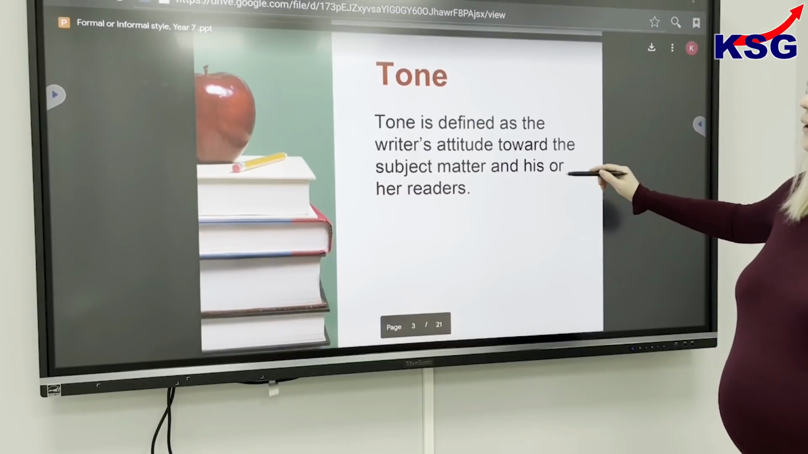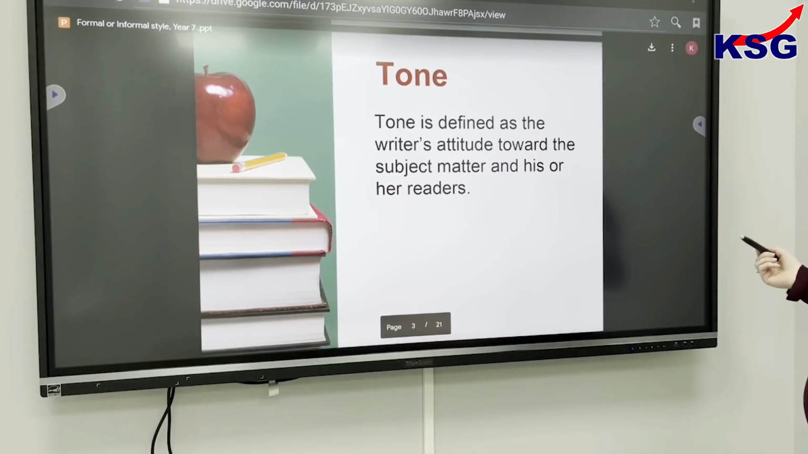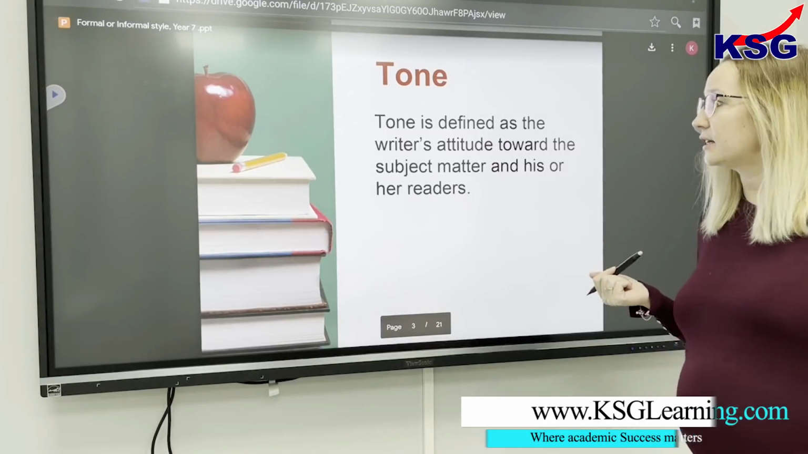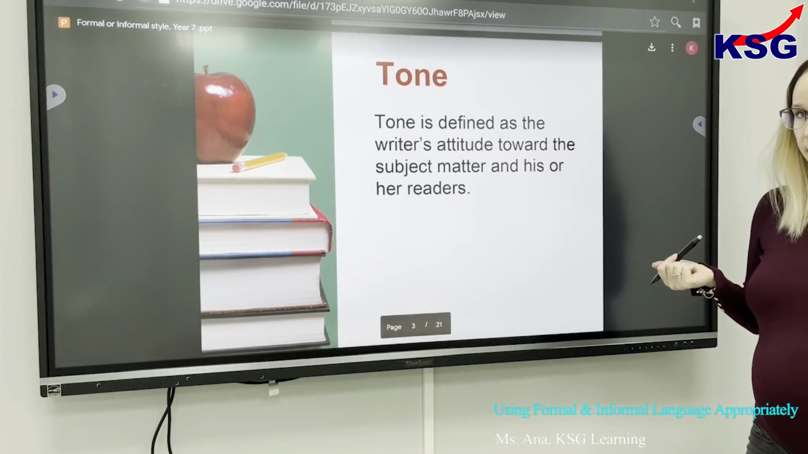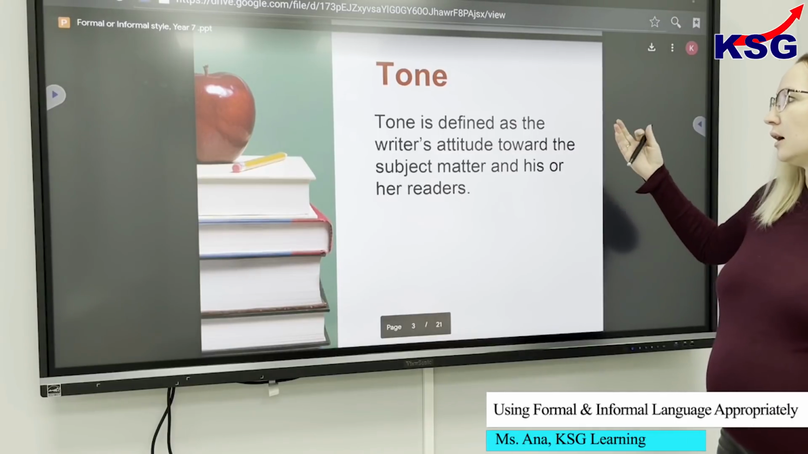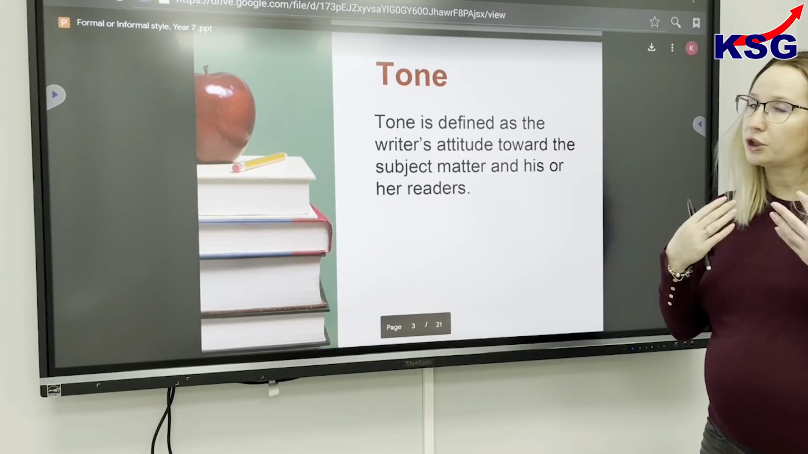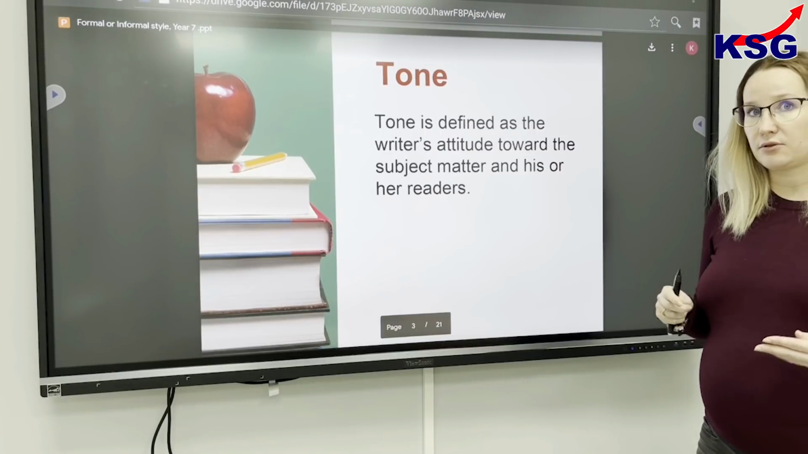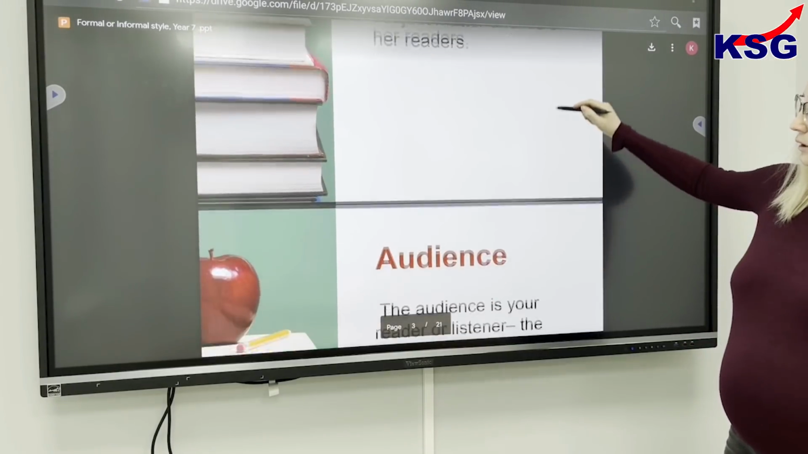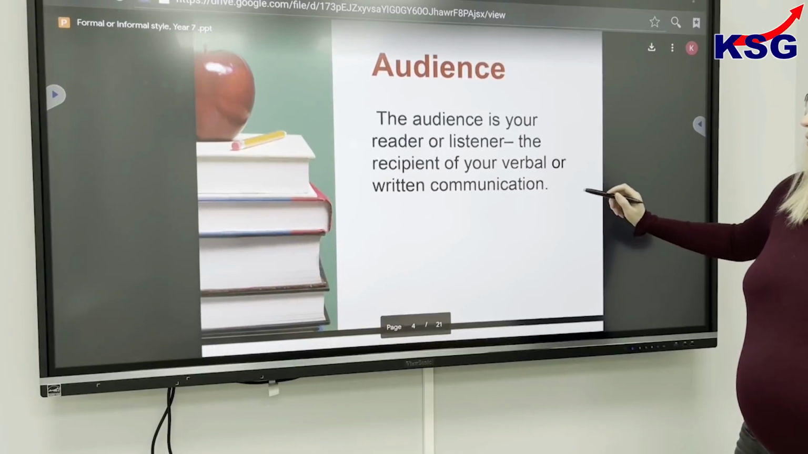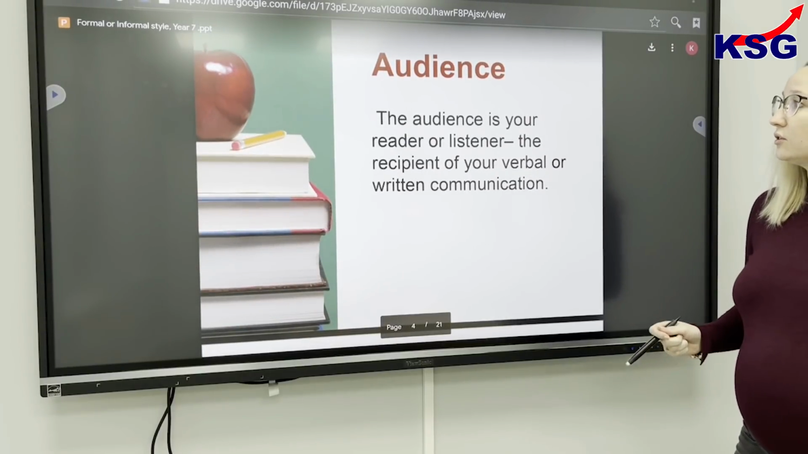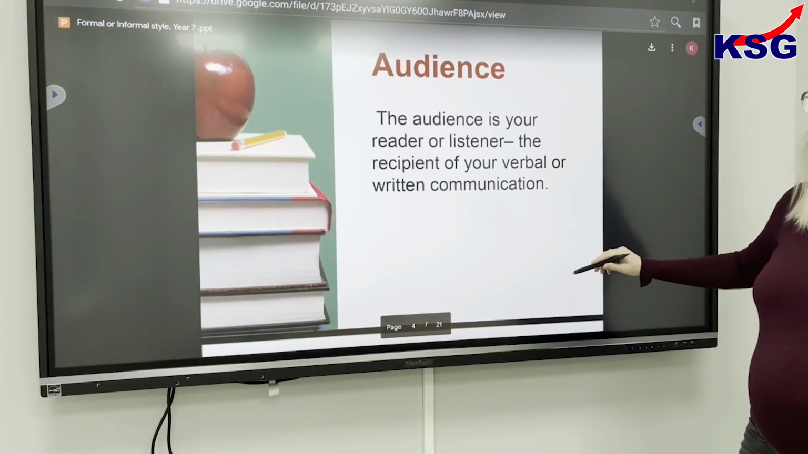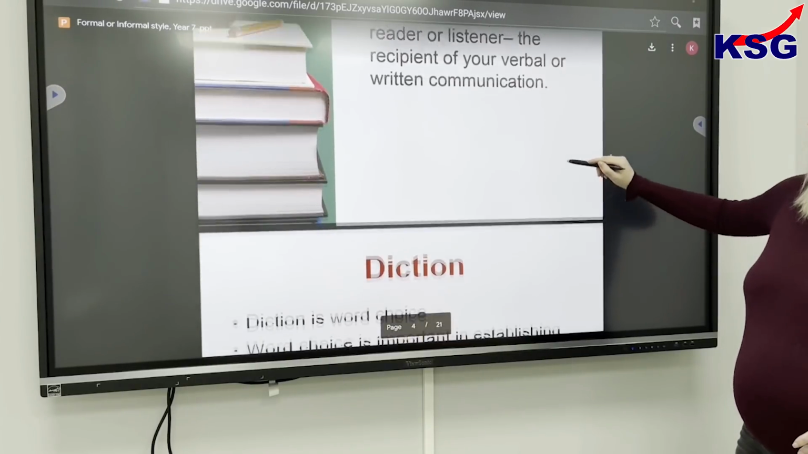When we are talking about tone, it is defined as the writer's attitude toward the subject matter and his or her readers. The way the writer is talking to you. This is how you interpret what he would like to say to you. Then you have the audience. The audience is your reader or the listener, the recipient of your verbal or written communication.